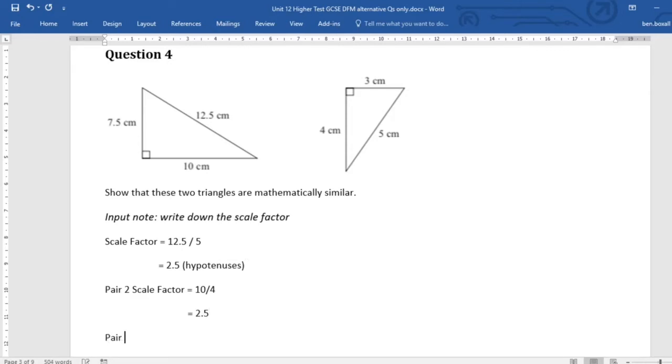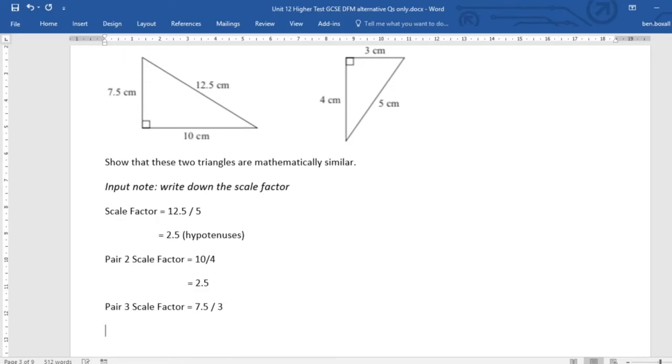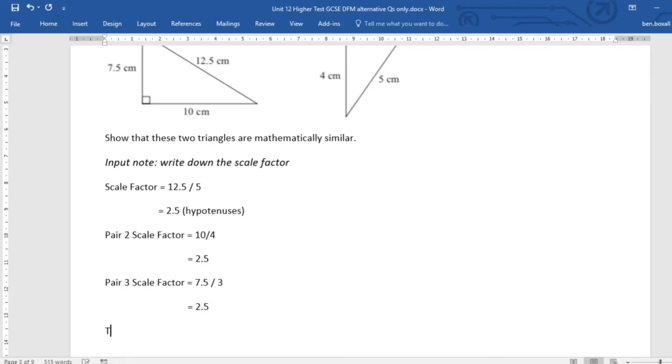So this is going well. I've got the same scale factor twice. If I get the same scale factor this third time, they'll definitely be similar shapes. And here we're left with the smaller of the two right angle sides, 7.5, and the smaller of the two right angle sides is 3. So it's 7.5 divided by 3. Does that give us 2.5? Yes, it does. Okay, and that pretty much proves they are similar. The two triangles are similar. There's a conclusion, as all three scale factors match.